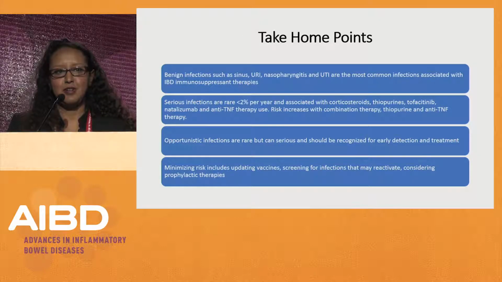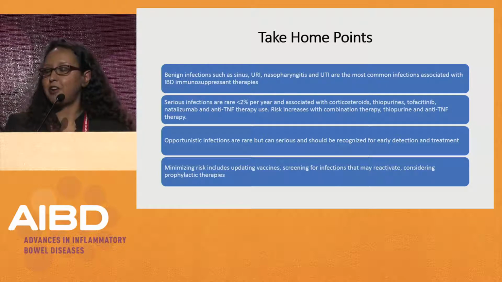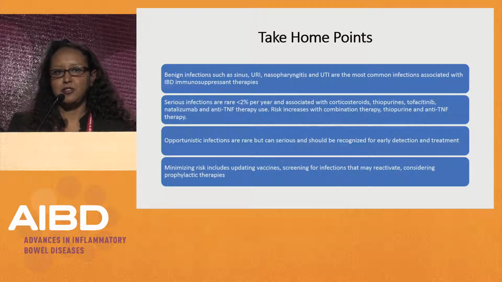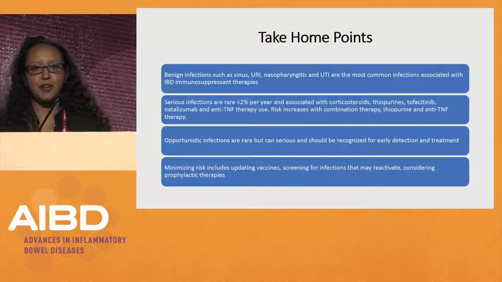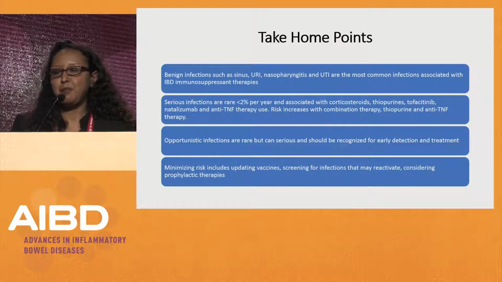So take-home points. Benign infections are really the most common infections with the meds that we use. They include sinus, upper respiratory, nasopharyngitis, and UTIs. And serious infections are really rare, less than 2% per year, and associated with corticosteroids, thiopurines, tofa, natalizumab, and anti-TNF therapy. And the risk does increase with combo therapy, thiopurine, and anti-TNF therapy. Opportunistics are the most rare, but can be serious and should be recognized early for detection and treatment. And also minimizing risk includes updating vaccines, screening for infections that may reactivate, and considering prophylactic therapies.